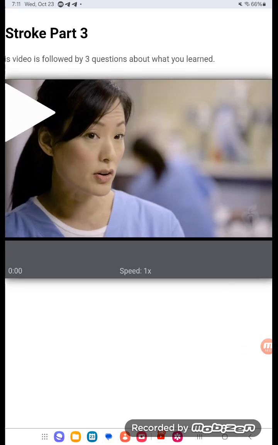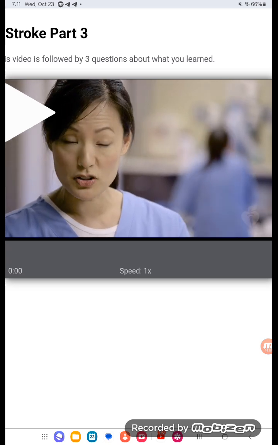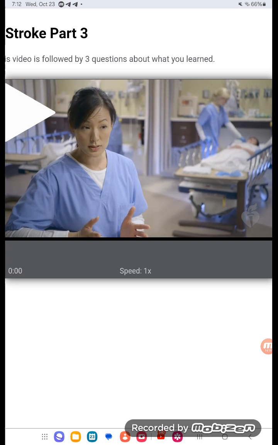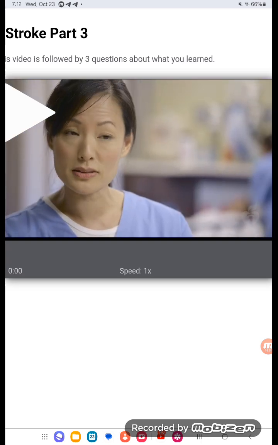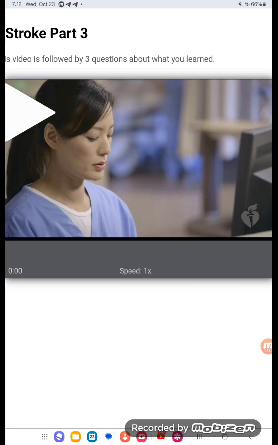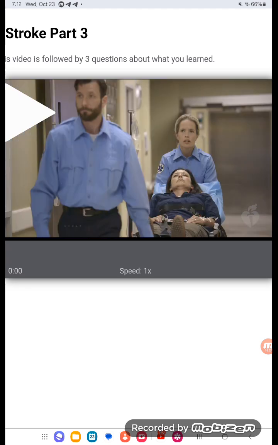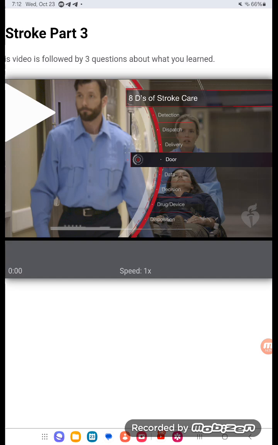There is a limited window of opportunity to evaluate the patient, determine eligibility for fibrinolytics, and start the drugs. Getting that advance notice from EMS allows me to notify the stroke team so that they're poised to respond when that patient arrives. The fourth D of stroke care is DOOR. DOOR stands for the effective triage of the patient.